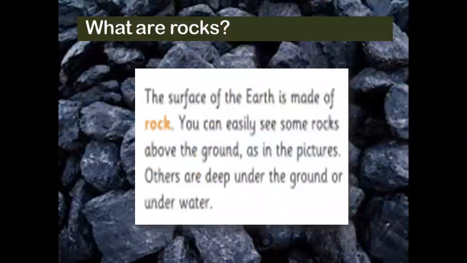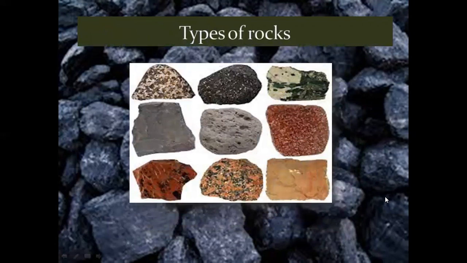So what are rocks? The surface of the earth is made of rock. You can easily see some rocks above the ground as in the pictures. Others are deep under the ground or under the water. When you look under the sea, there are also rocks. The mountains are all made up of rocks. That is why the mountains are very strong.